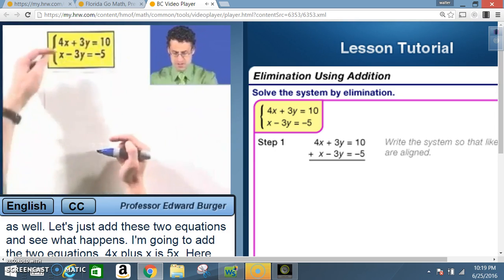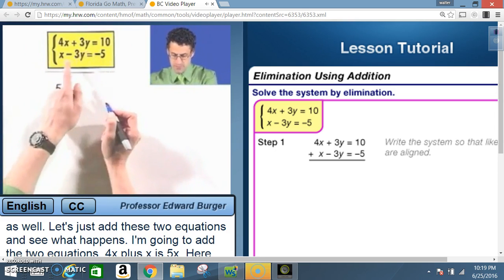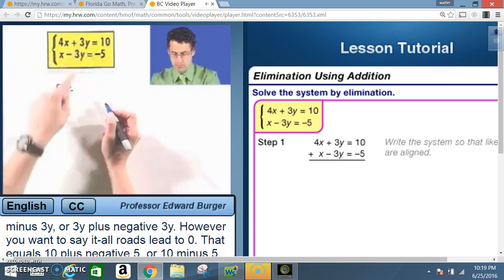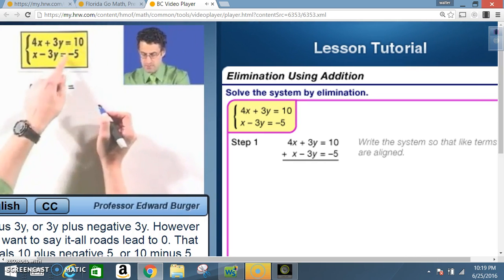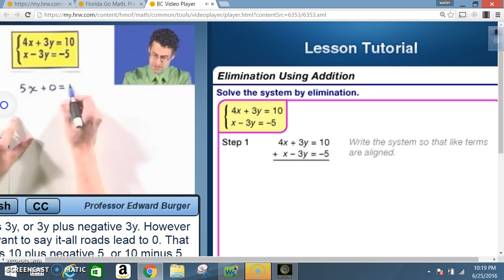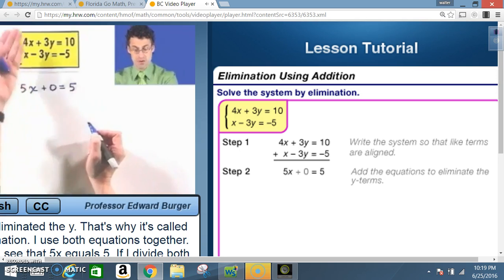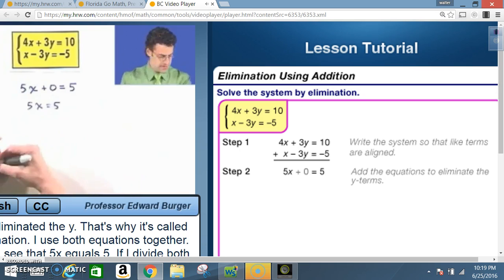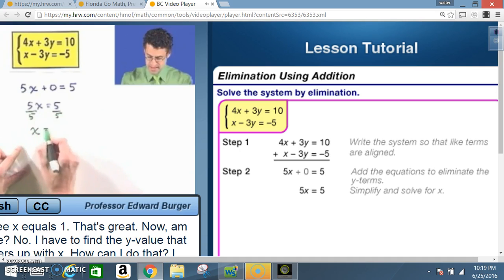So I'm going to add the two equations. 4x plus x is 5x. Here I've got a 3y, but now it's a minus 3y, or 3y plus negative 3y, however you want to say it. All roads lead to 0. And that equals 10 plus negative 5, or 10 minus 5, which is 5. Well, I've eliminated the y. That's why it's called elimination. I use both equations together. And so now I see that 5x equals 5. If I divide both sides by the 5, I see x equals 1.